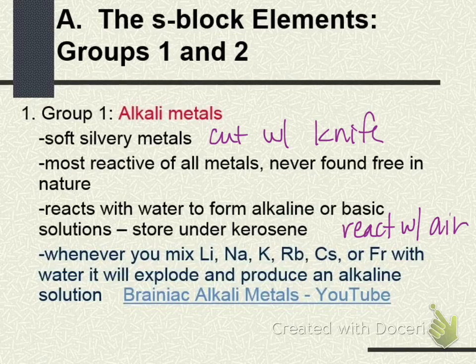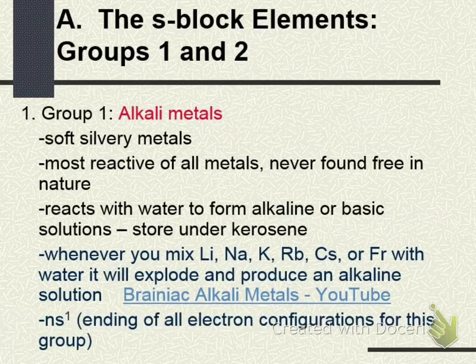And of course, since they're in group 1, they end in the ns1 configuration. So that means that they have 1 valence electron, right? Because remember, our valence electrons are our outermost s and p orbitals. And so all of the group 1 metals have 1 valence electron.